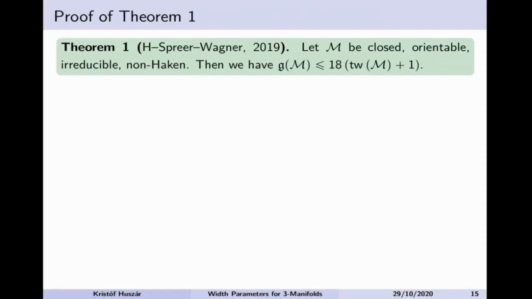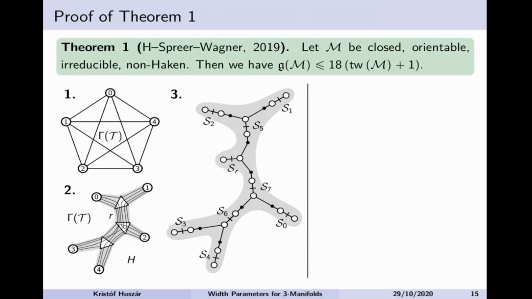So again, we have a closed, orientable, irreducible, and non-Haken three-manifold of a given treewidth. We would like to construct a small genus Heegaard splitting. So what we will do is that we will actually construct a small genus generalized Heegaard splitting by first pre-processing the graph, the dual graph of the input triangulation. So what is going on? What are the key steps? So first, of course, we have to start somewhere. We take a triangulation of our three-manifold that achieves the minimal treewidth of the manifold.